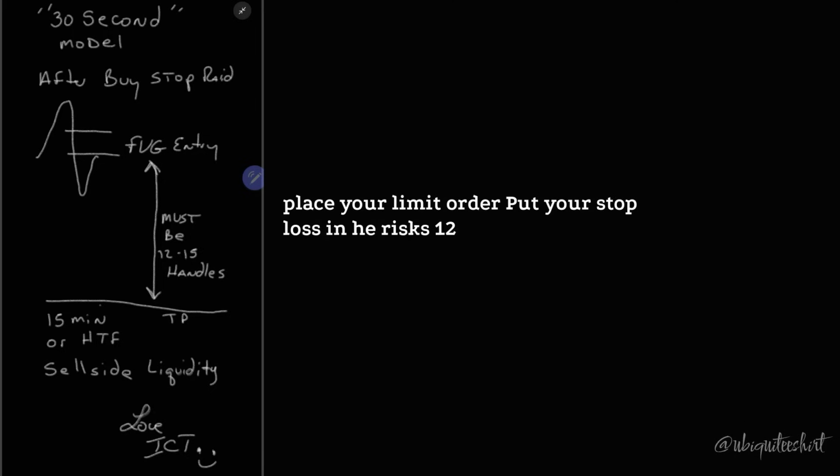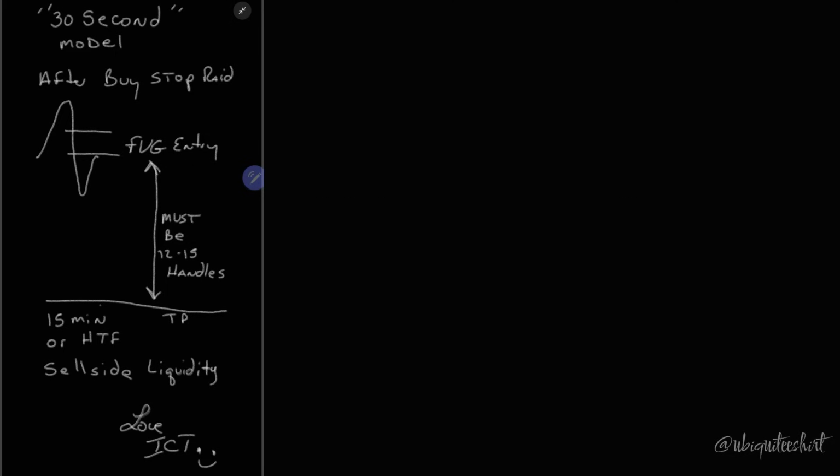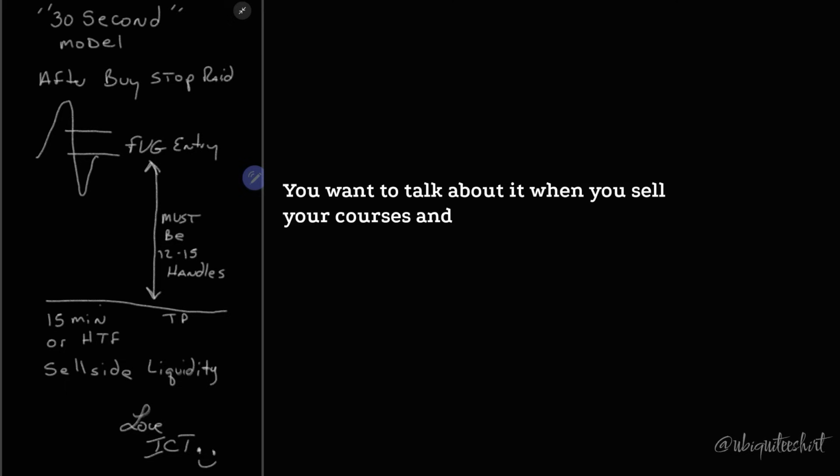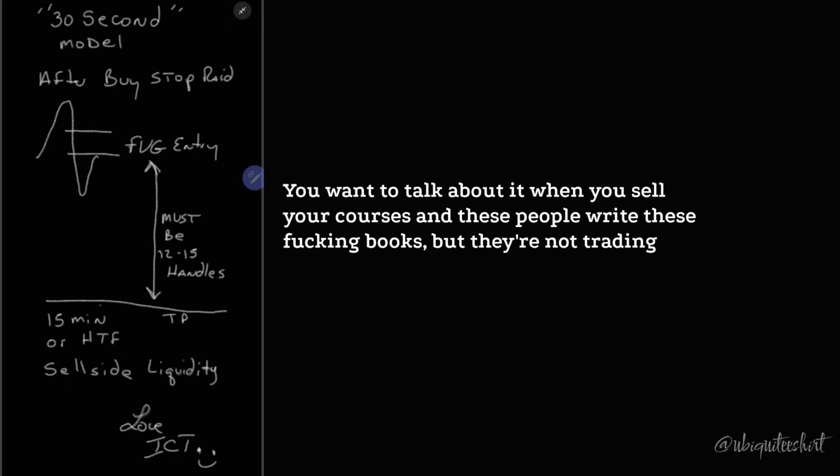He risks 12 handles. He's willing to take 12 handles as a hit to take 10 out. What did he just say? He just said he's using a negative R. Yes, because your reward to risk model is a myth. It's a myth. You don't even trade with it. You want to talk about it when you sell your courses and these people write these books, but they're not trading with these things in mind.